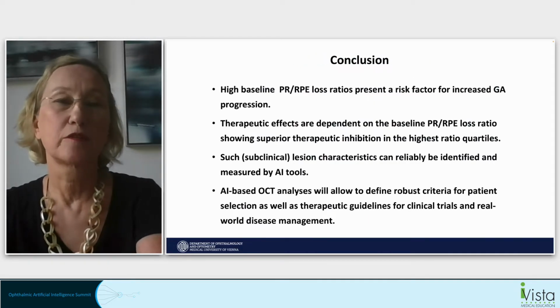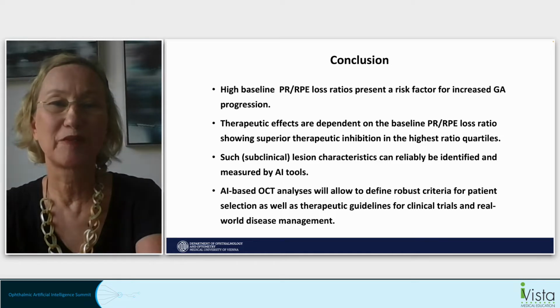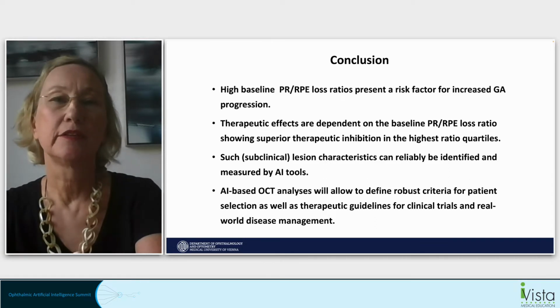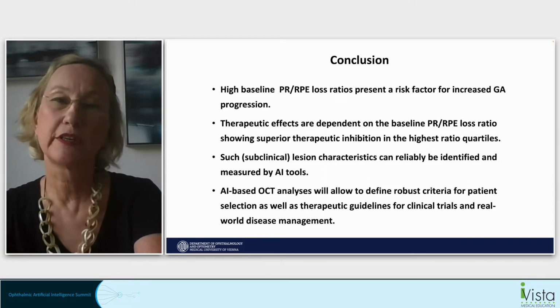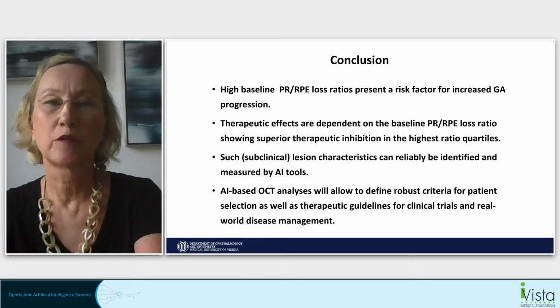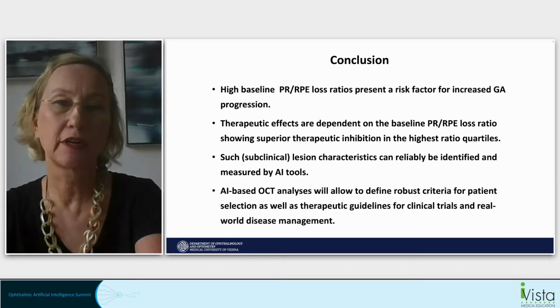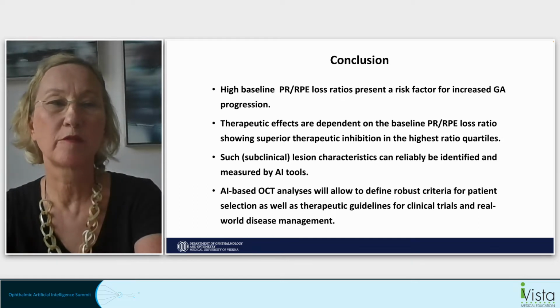So these are the conclusions which I have basically already highlighted, and we hope that OCT imaging together with AI tools will help to identify disease activity, the risk factors for an increased disease activity, which are also the baseline characteristics for a higher response to therapeutic treatment. In this case, it was APL2 that was used, but most likely also other complement inhibitors.